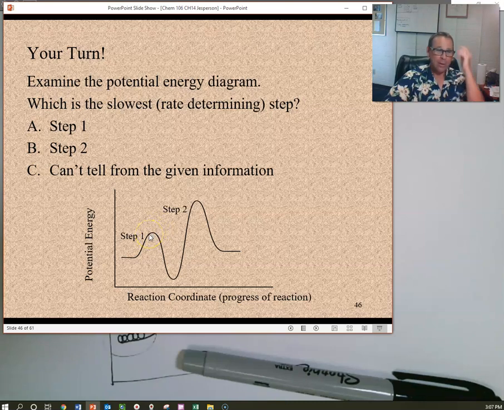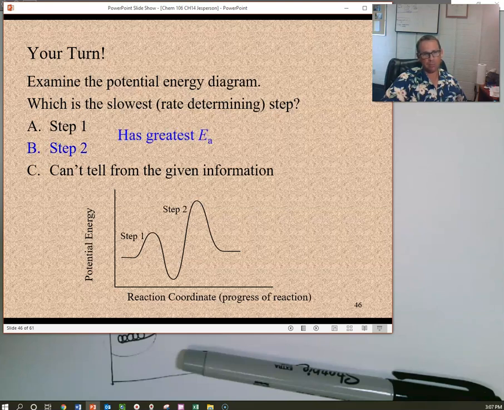Have any ideas? No. Okay, all right. So, which one is going to govern the rate of the reaction? The step that, yeah, go ahead. Step 2. Step 2, that's right. So because step 2 is going to be the one that governs the rate, step 2 is going to be the slowest step for the reaction. Okay? It has the greatest activation energy.